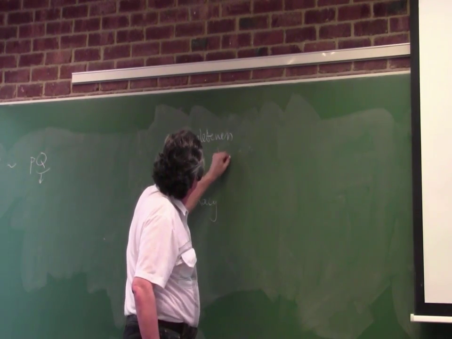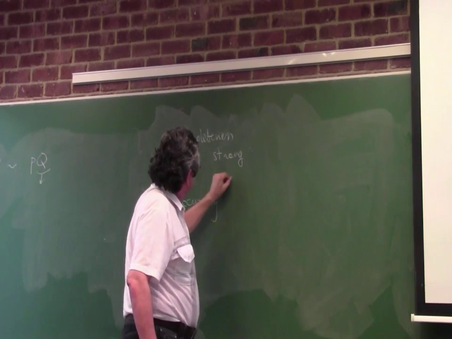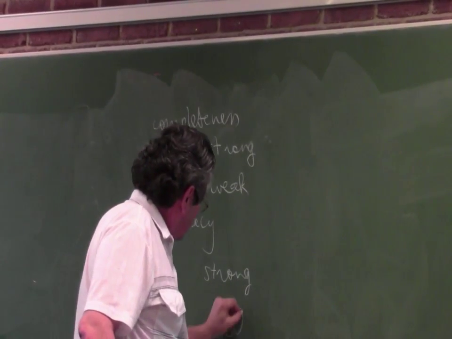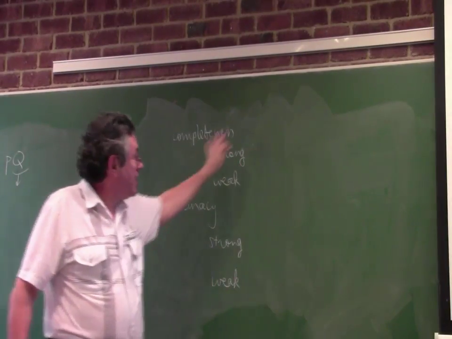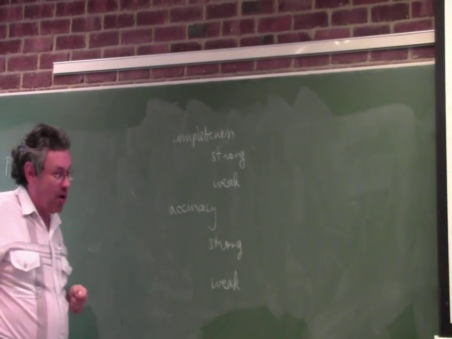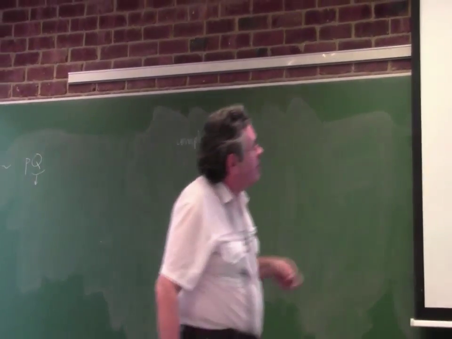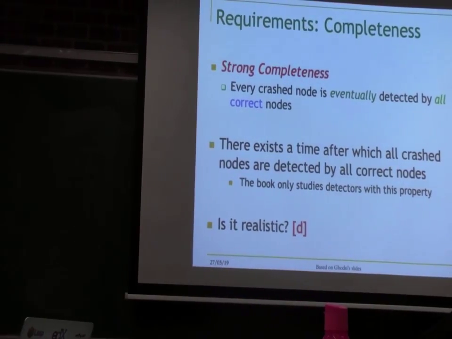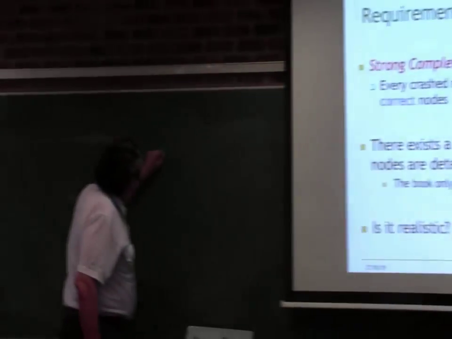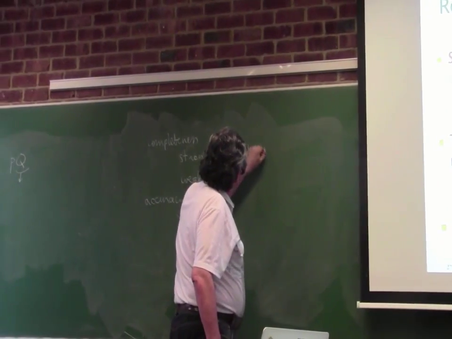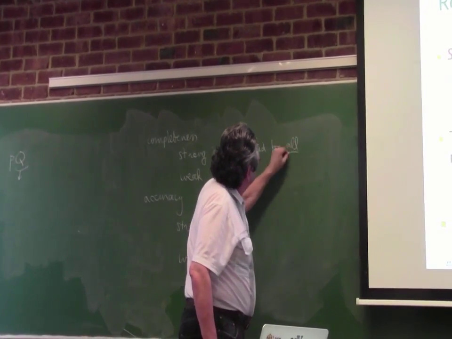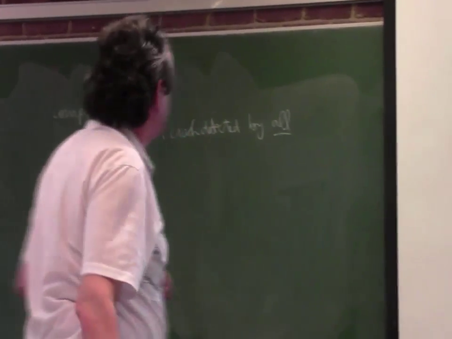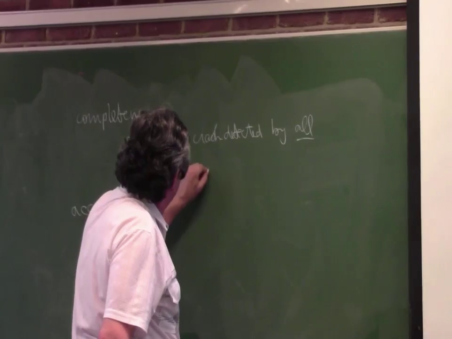Okay, so for completeness we have strong completeness and weak completeness. Accuracy, we have strong accuracy and weak accuracy. So I'm just going to refresh here so that we can talk about the different possibilities. Strong completeness means that every crashed node is eventually detected by all correct nodes. Okay? So that's strong completeness.